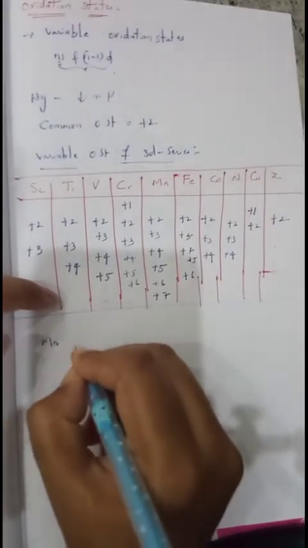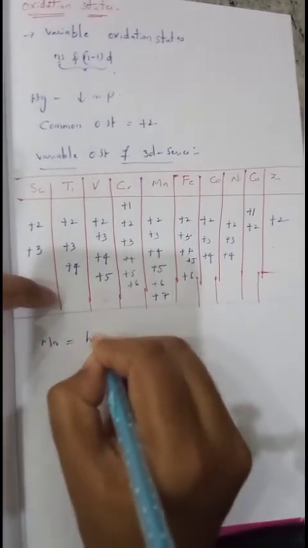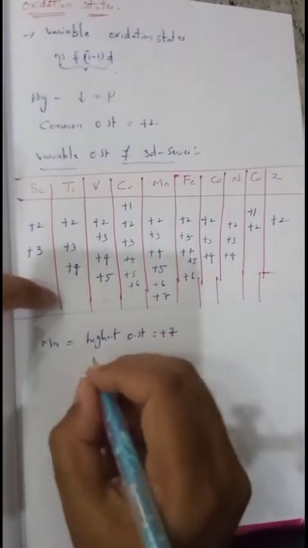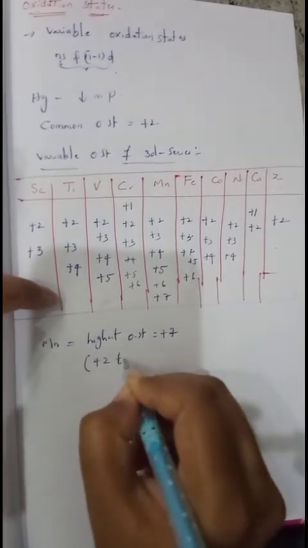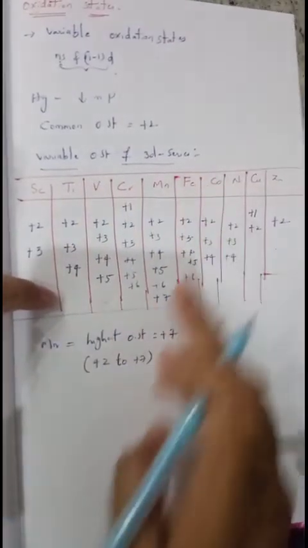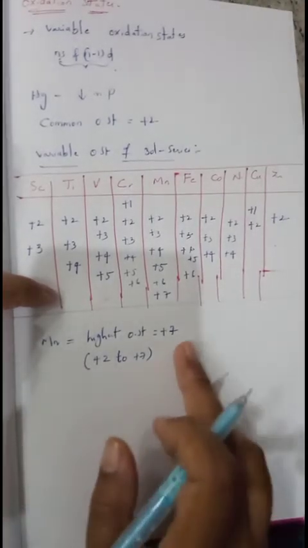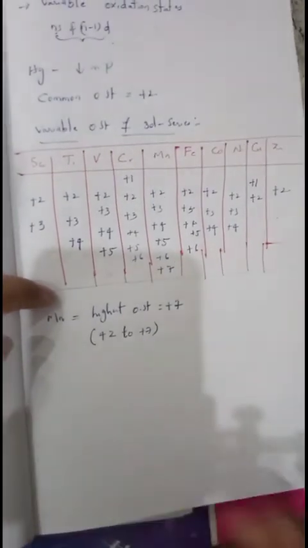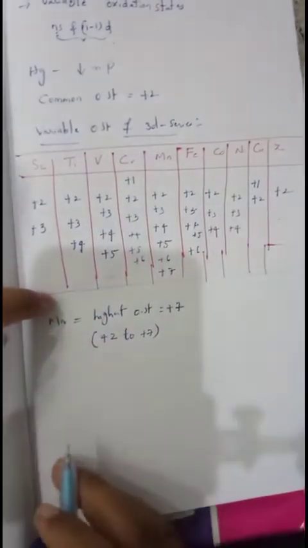Among all these elements, the element in the 3D series which can show the highest oxidation state is manganese. The highest oxidation state is +7, and it is the element which can show the maximum number of oxidation states, ranging from +2 to +7. Along with that, the elements that can show the +1 oxidation state are chromium and copper.